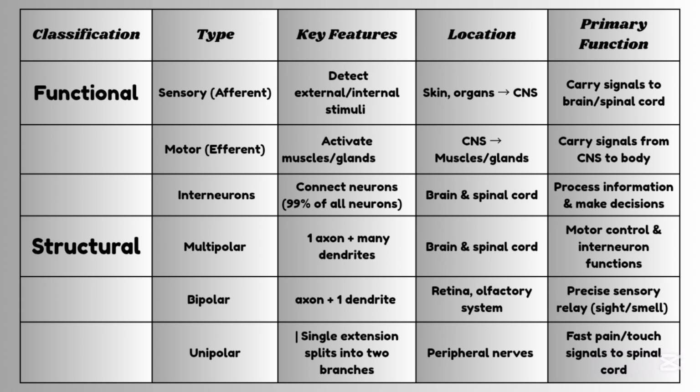So the next type is bipolar neuron. It has one axon and one dendrite. Its location is that it is present in our retina and olfactory system. Its primary function is precise sensory relay, sight and smell.